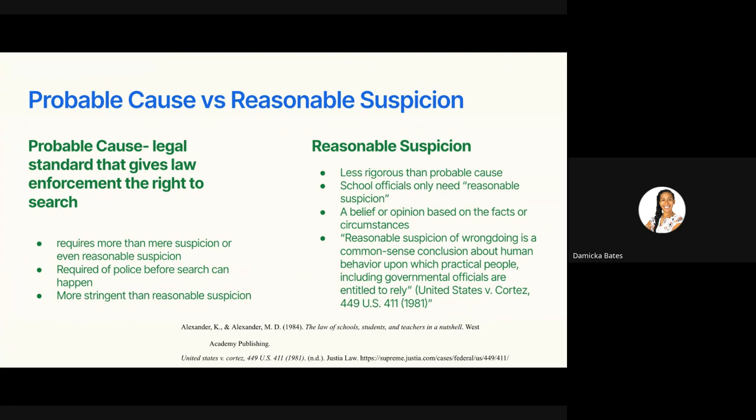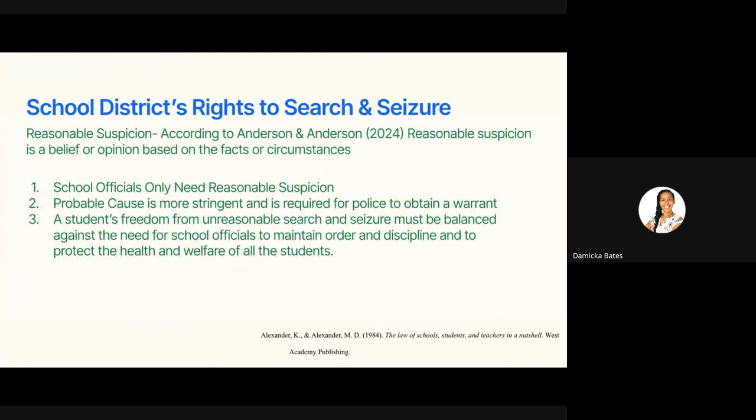Reasonable suspicion is the usual standard that's used in schools with school officials, and it doesn't really require a search warrant. It's less rigorous than probable cause, and most times school officials only need reasonable suspicion to search. According to Anderson and Anderson, reasonable suspicion is a belief or opinion based on the facts or circumstances. There are three things that we look at when considering reasonable suspicion. School officials only need that.